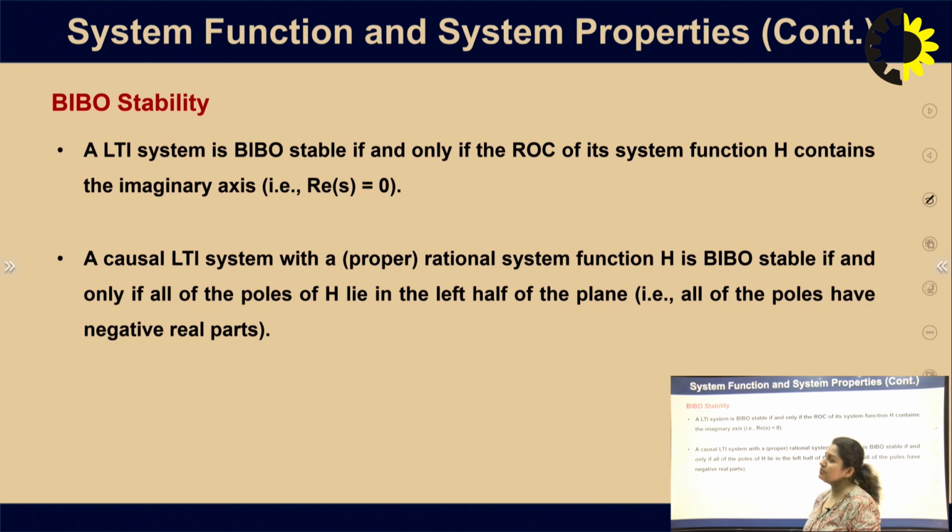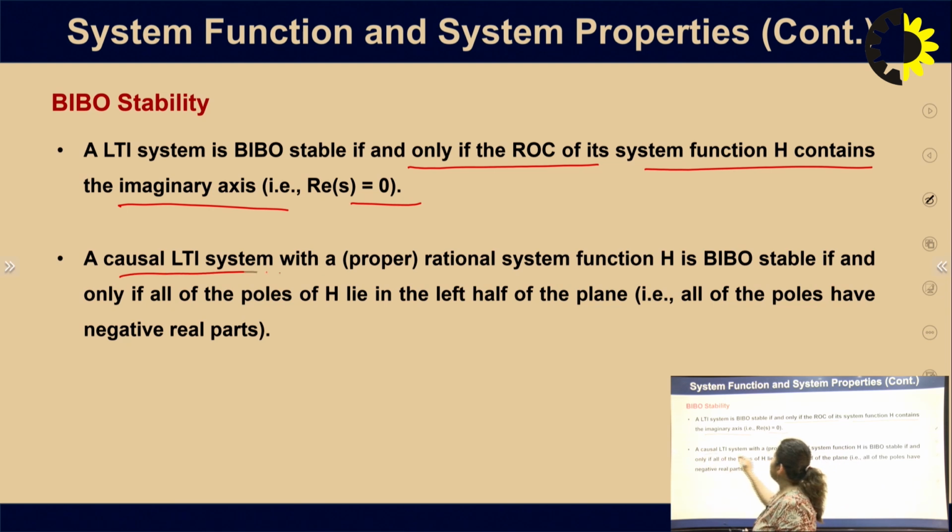So now the system function and system property. The second property is BIBO stability. How to find out whether the system is stable or not? An LTI system is BIBO stable if and only if the ROC of the system function H(s) contains the j omega axis, or the imaginary axis, that is real of s equal to 0.